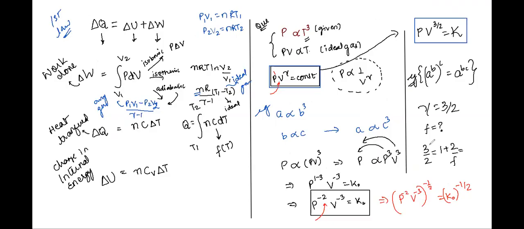What does the expression become? 3 by 2 minus 1 is half. So this expression becomes 2 by F is equal to 1 by 2, correct? And therefore degree of freedom comes out to be 4. Are we clear on this? Yes, sir.